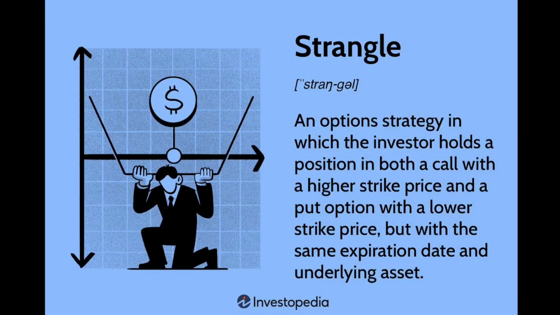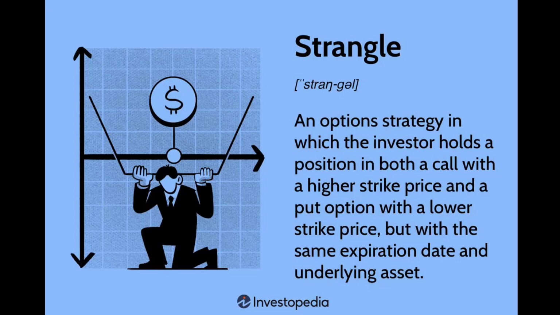Here's Investopedia's definition of a strangle. An option strategy in which the investor holds a position in both a call with a higher strike price and a put with a lower strike price, but with the same expiration date and underlying asset.